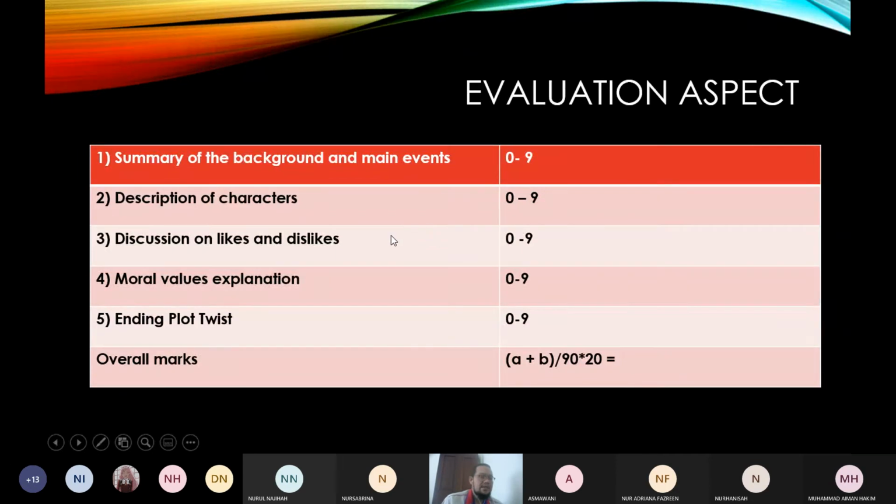Discussion on like and dislike. Alright, this is make sure kalau discussion maksudnya you kena bagi justification. And you can present both. You like the short story because what? And you dislike the short story because of what? Dia tak sebenarnya satu like, mungkin bagi dua-dua. Because ada certain aspect you like and ada certain benda you tak suka the short story. Alright, explanation on the moral values, ending plot twist, semua ratingnya adalah 0 dan 9. And overall mark itu short story 1 tambah short story 2. Divided to 90, lepas tu dia akan kali dengan 20 because assignment ni 20%.